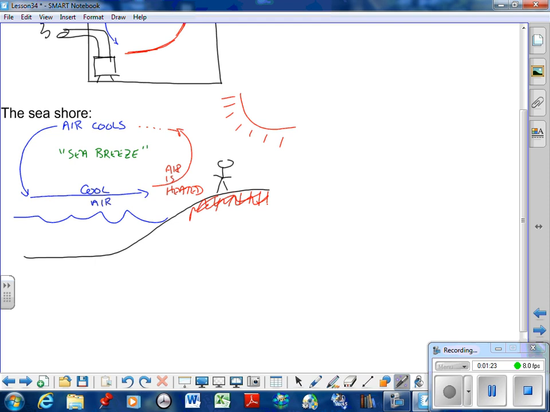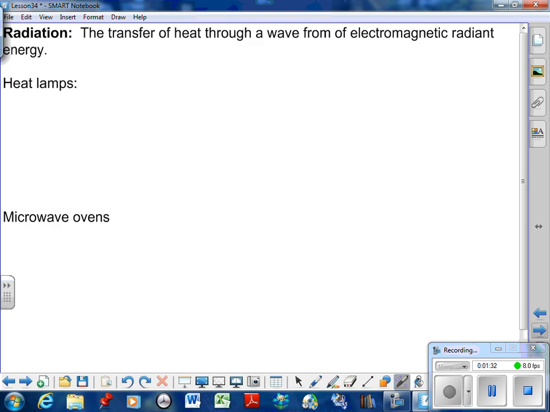All right, and it's just the heating and cooling process and creating voids and moving that air from one location to another. The third and final one is transfer of heat energy through electromagnetic radiant energy. So I'm going to probably simplify this a little bit because we don't talk about electromagnetic waves until grade 12. So let's keep it simple at this point.